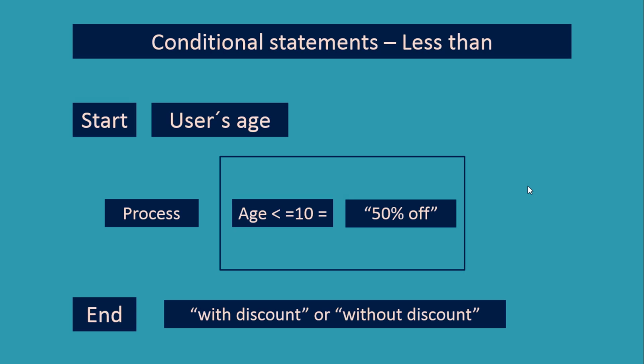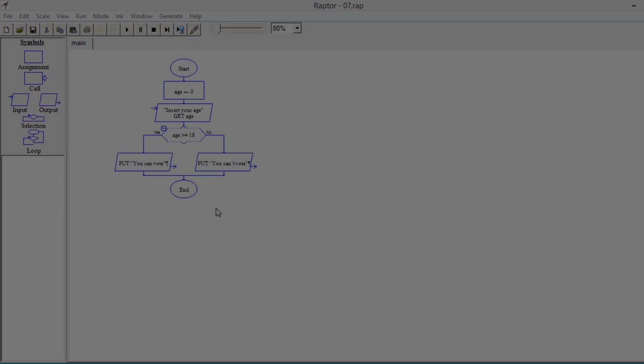Now I'm going to start with the second exercise. The sign that we will use in this exercise is less than. This example means that if the user's age is less than or equal to 10, then a 50% discount will be applied to watch a movie. Now we are going to perform the exercise in Raptor.